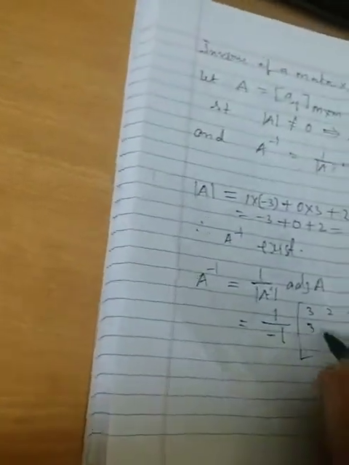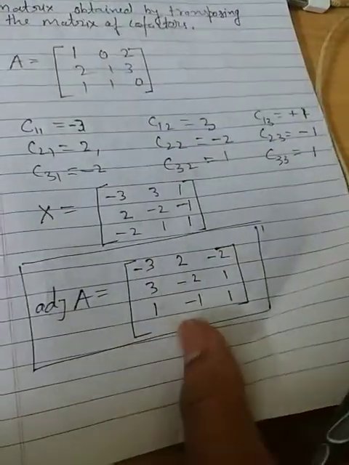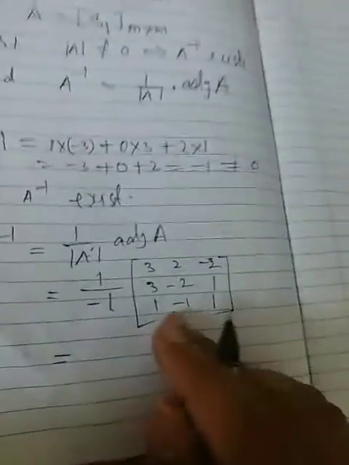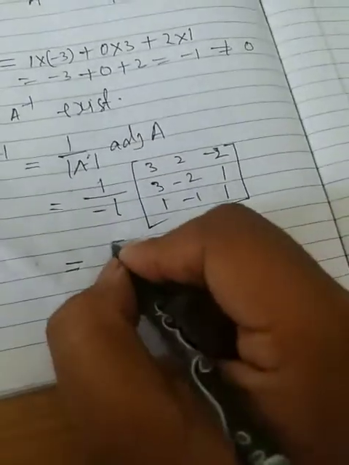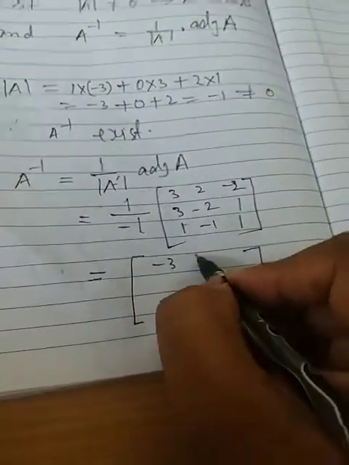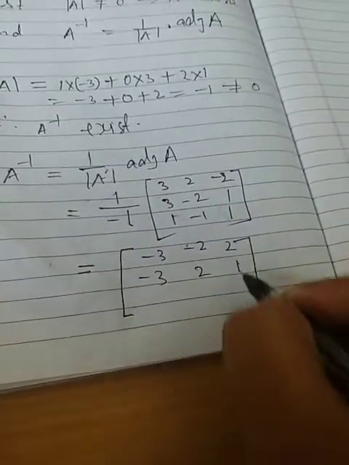The second is 3, minus 2, 1, and the last one is 1, minus 1, 1. So let us place this minus sign inside this matrix. So this is minus 3, minus 2, 2; minus 3, 2, 1; 1, minus 1, 1. Is it clear? And this is the way we can find the inverse of a matrix.